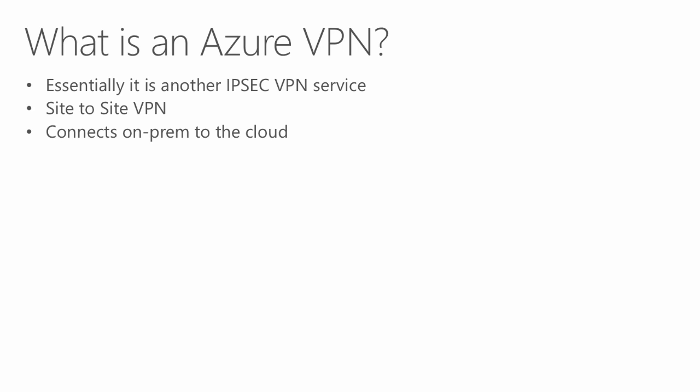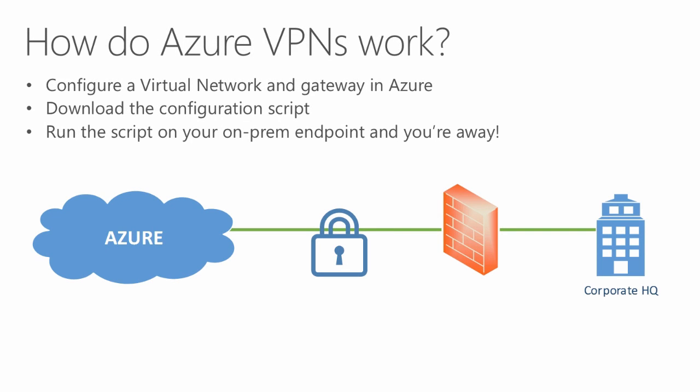The firewall knows about the networks which are in Azure and will then route traffic destined to those networks via the VPN. And any traffic from Azure destined to the networks in our data center will be sent across the VPN via the Azure gateway. So how do these work?